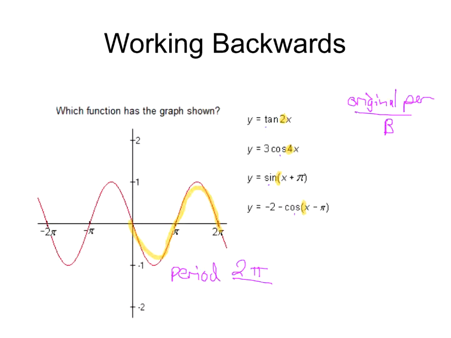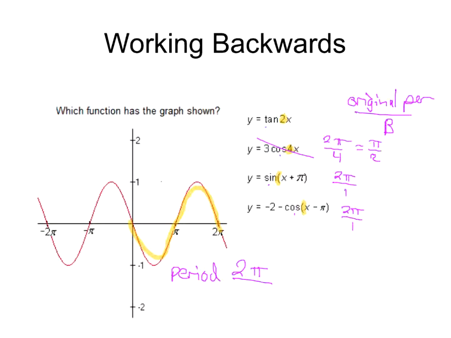If I need to have a period of 2 pi, these are all tangent, cosine, sine, cosine. So we know sine and cosine should have periods of 2 pi. So the original period, 2 pi divided by 4. This one would have 2 pi divided by 1, 2 pi divided by 1. So we automatically know that this one can be ruled out because this period would have a pi over 2 period.